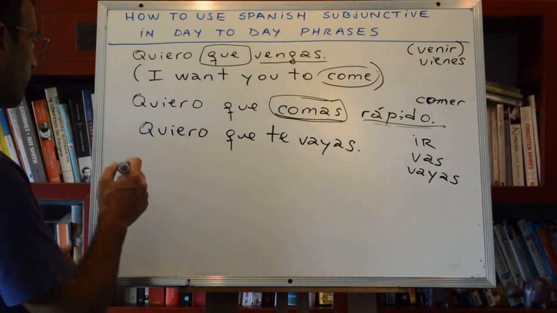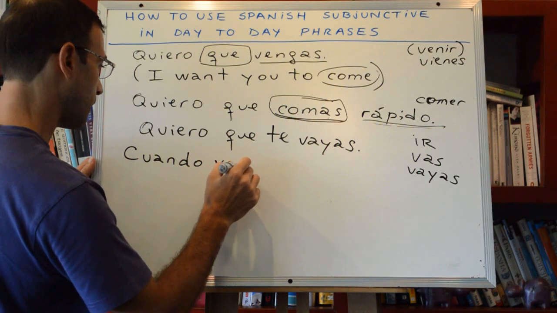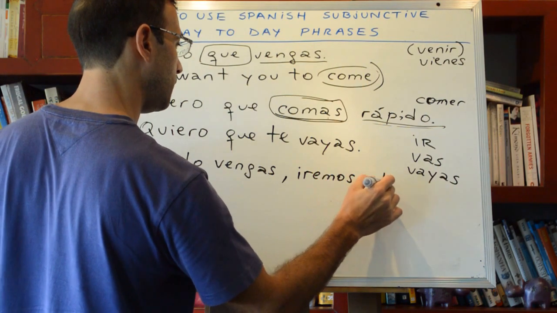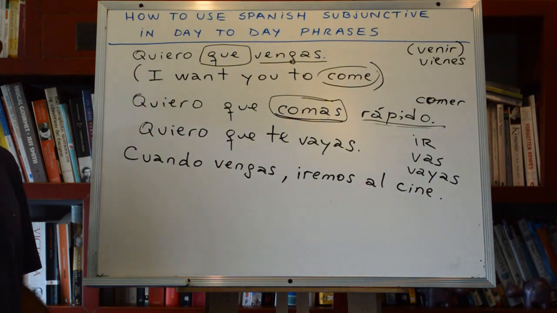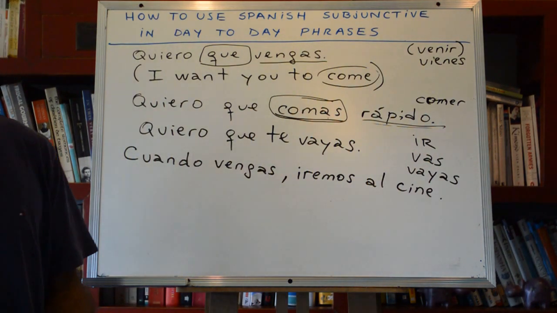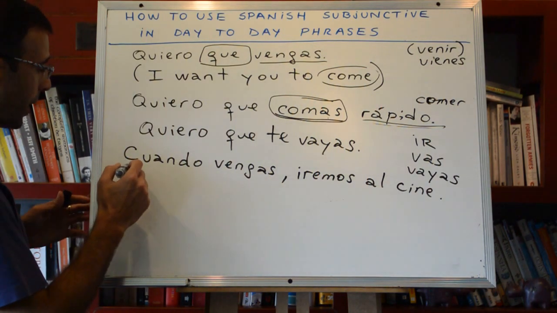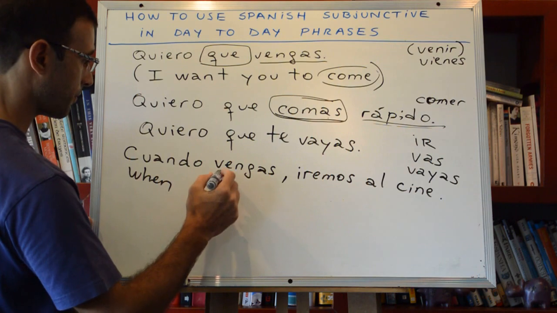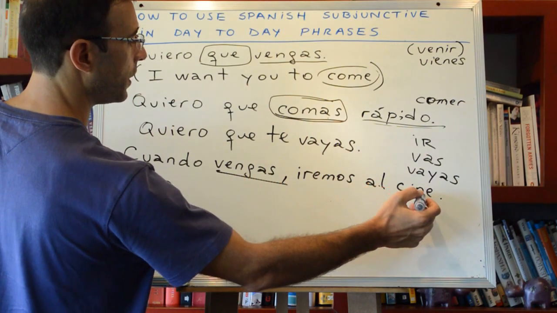Now, for example, another sentence. Cuando vengas, iremos al cine. Right? Very simple sentence. When you come, let's go to the cinema. When you come, when you arrive, we'll go to the cinema. Cuando means when, right? When. When you come, vengas, we'll go to the cinema, right?